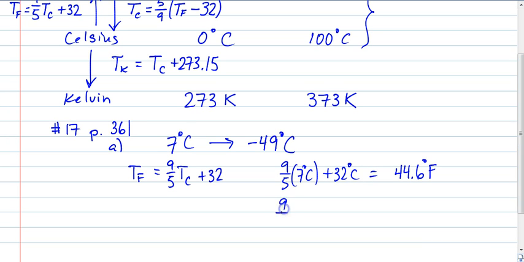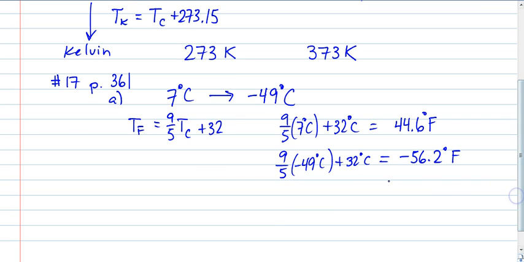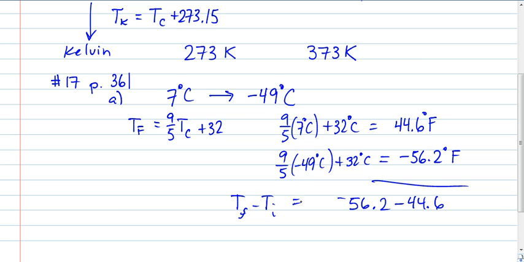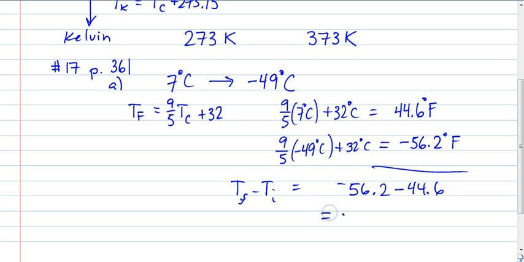Now we do the same for -49, and with this you get an answer that's about -56.2 Fahrenheit. The difference between those two, thinking of it as T final minus T initial, is -56 minus 44, which is approximately a 101 degree Fahrenheit difference in temperature.